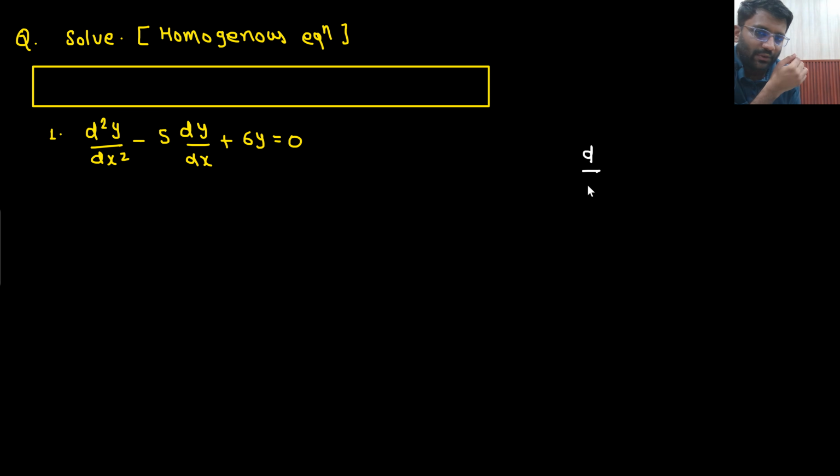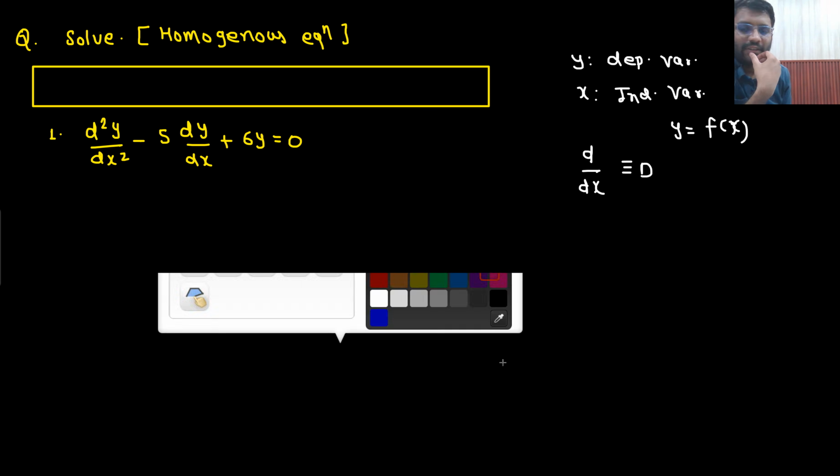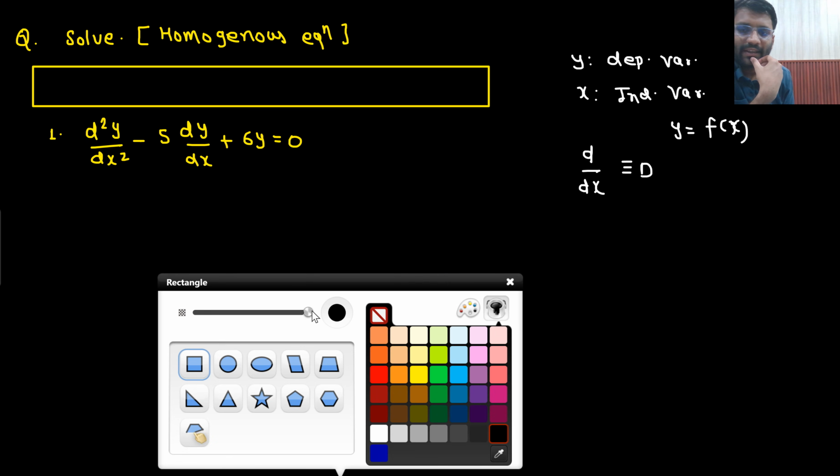In these kinds of scenarios, your d by dx would be put as D. First of all, let me know what is my dependent variable and what is my independent variable. Sir, y is the dependent variable and x is the independent variable. And what is the meaning of the solution of this equation? The solution of this equation will be nothing but y treated as a function of x. I will write down y as a function of x. That will be the solution of this equation.